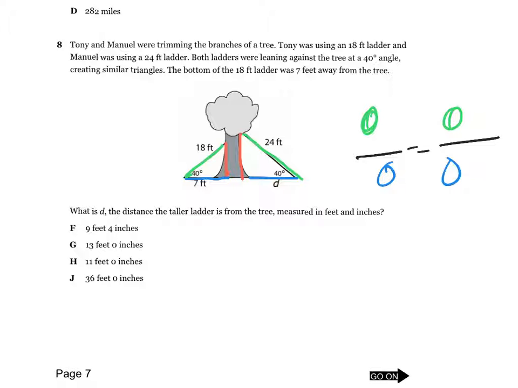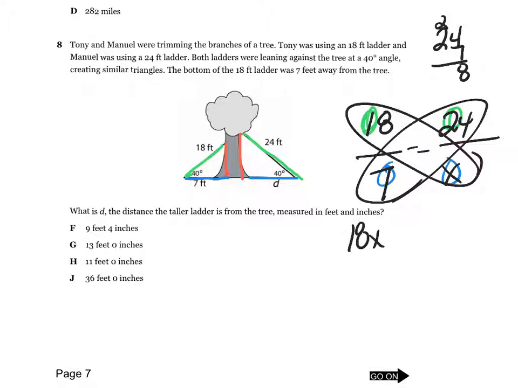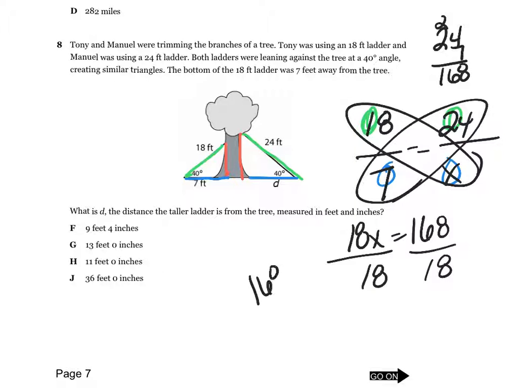So it says the distance of the taller ladder. So I'm going to go with 18 over 7, 24 over x. 18x equals 24 times 7, which is 168, divided by 18. 168 divided by 18.